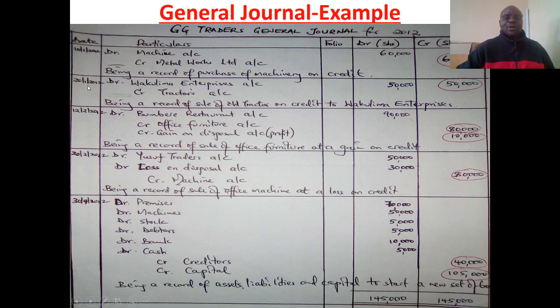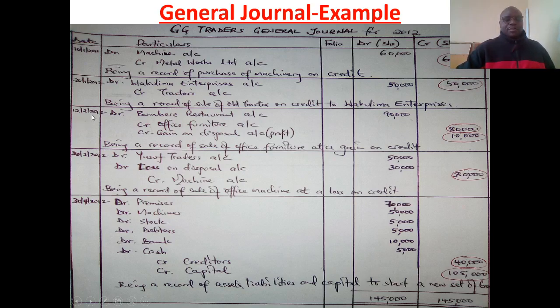On 20th of January, GG Traders sold an old tractor on credit to Wakulima Enterprises. So Wakulima gains 50,000 worth of a tractor, and the tractor's account in GG Traders General Journal is credited or decreased by 50,000.